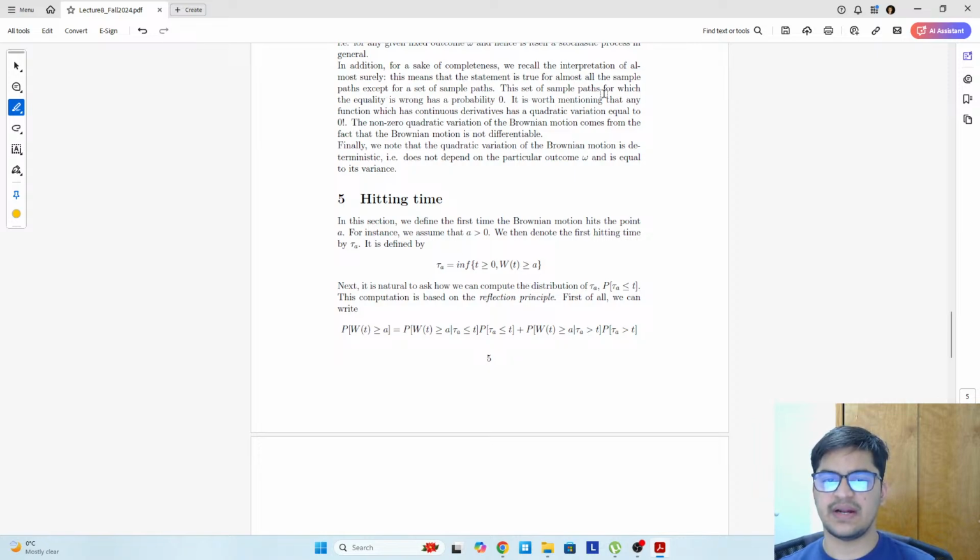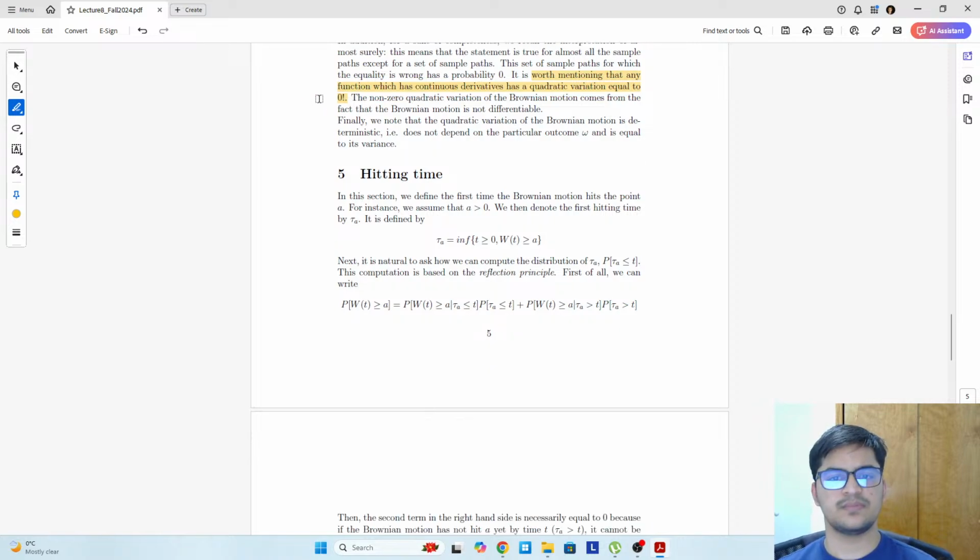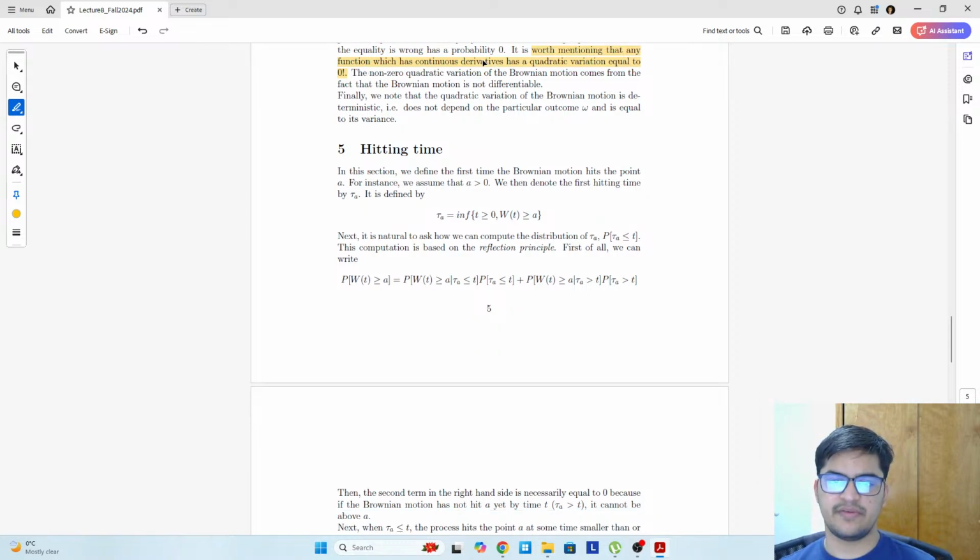It is worth mentioning that any function which has a continuous derivative has a quadratic variation equal to 0. The non-zero quadratic variation of Brownian motion comes from the fact that Brownian motion is not differentiable.